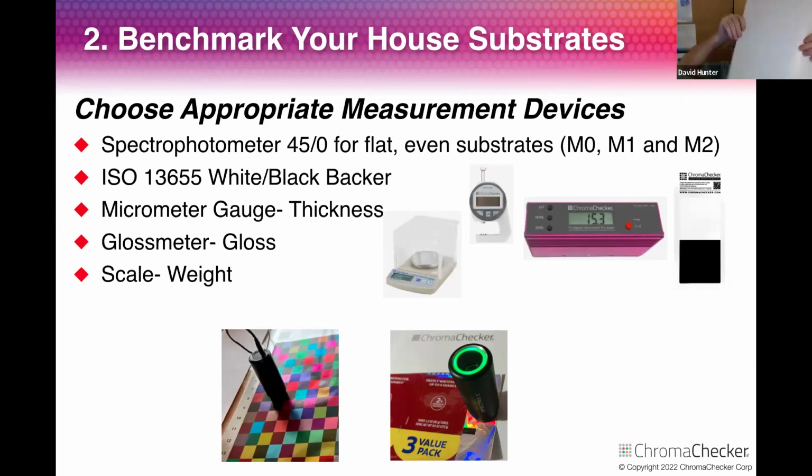This is our full-size 11x17 white-black backer. You can see by the sheen, it's like a plastic material, so it's really easy to clean. It's ISO compliant for both the white and the black. And when you're measuring substrate, you want both the white and the black to measure things like opacity and things like that to get the real characteristics of that substrate. So this is key. We also have a smaller, like a 3x3-inch version of this.